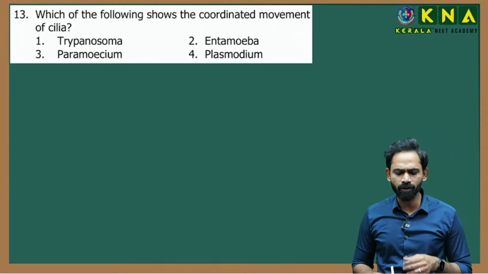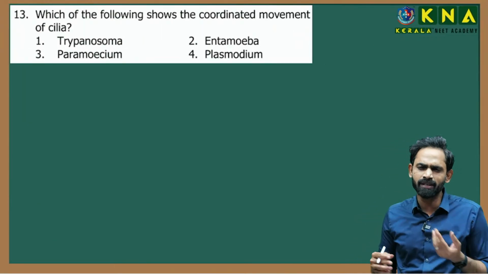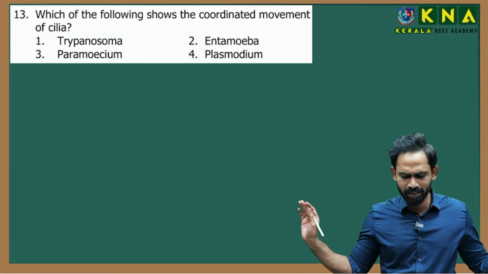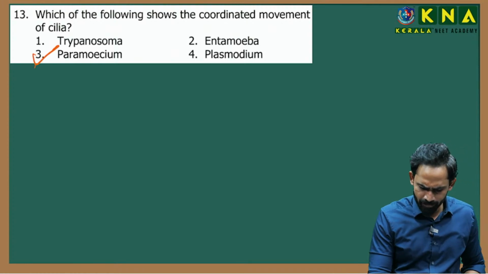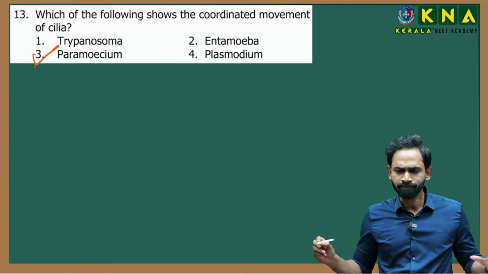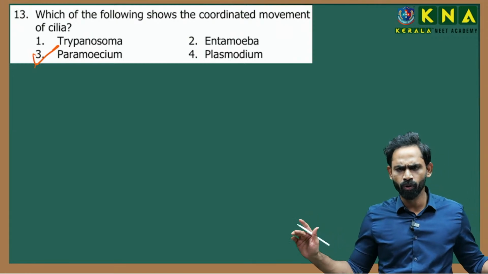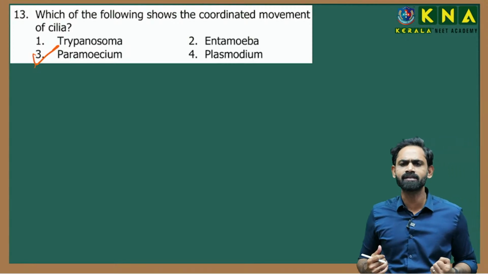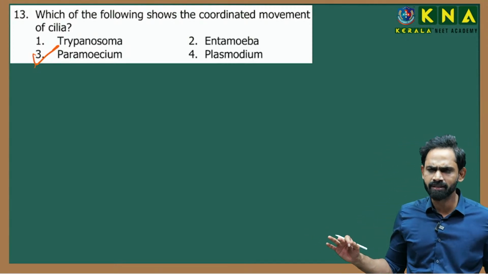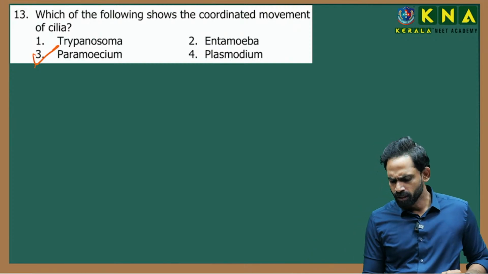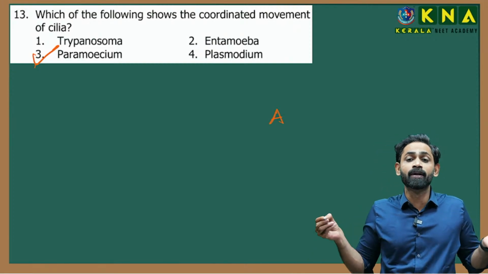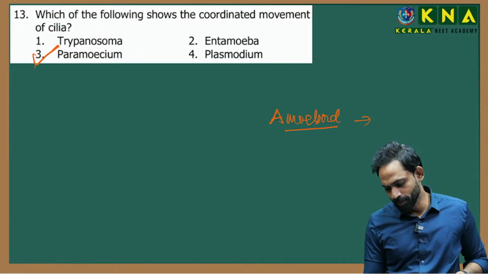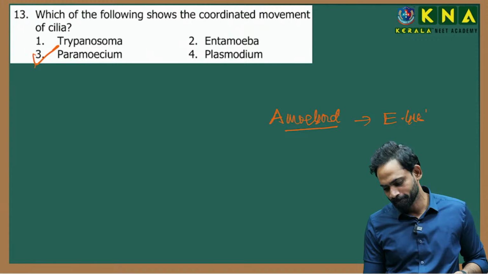Next one: which of the following shows the coordinated movement of the cilia? Direct question. Ciliated protozoa. What is that? Paramecia. In this classification I hope you are okay. Protozoa, primitive ancestors of the animals. Classification based on their locomotory structure. Amoeboid protozoan. Example: Entamoeba histolytica.